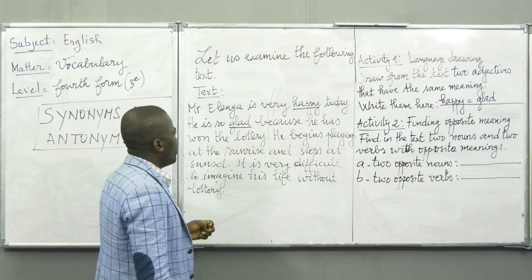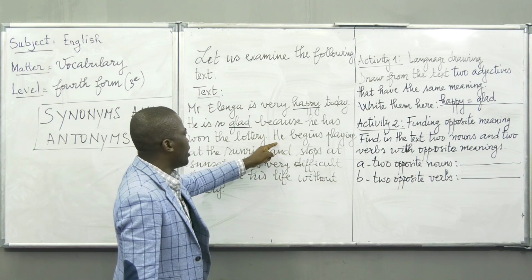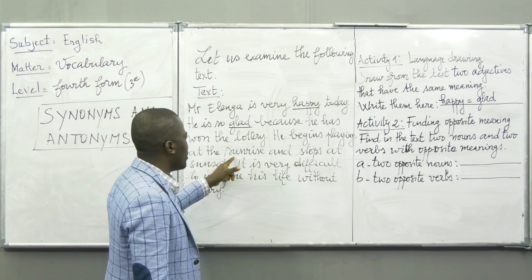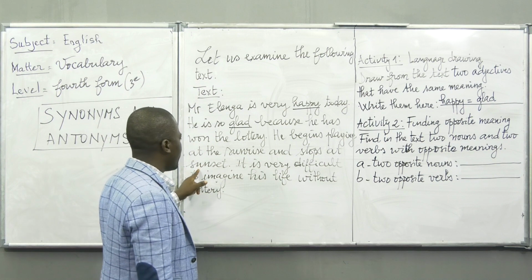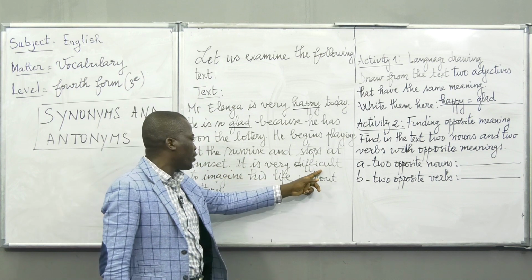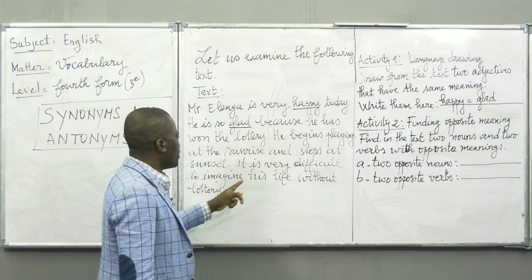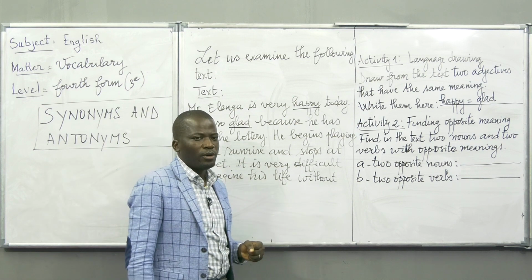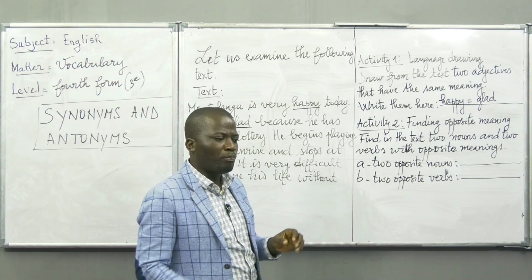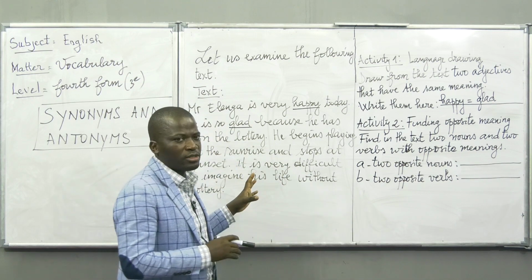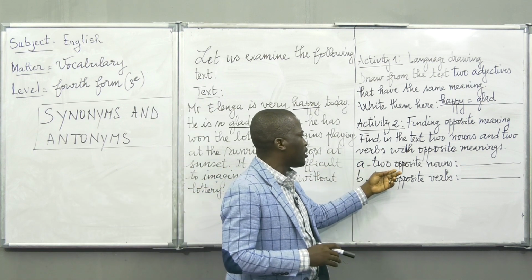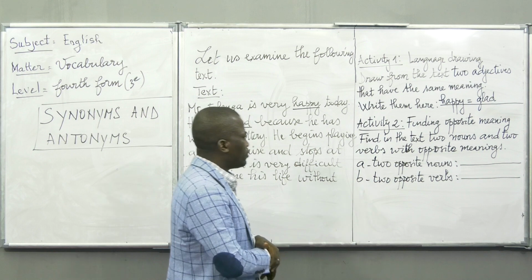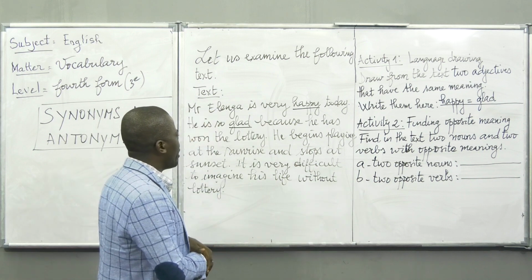Now let's come back to our text. He begins playing at sunrise and stops at sunset. It is very difficult to imagine his life without lottery. Now, class, I want you to pick out or find in the text 2 opposite nouns and 2 opposite verbs. Think about it for a while.